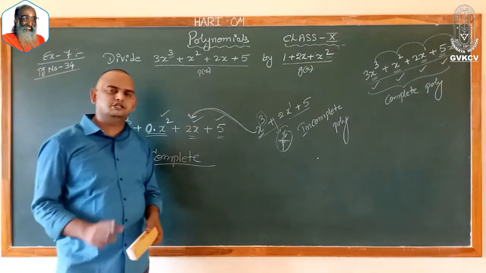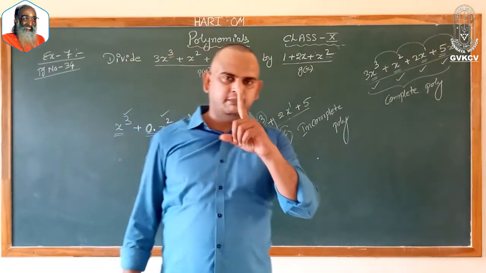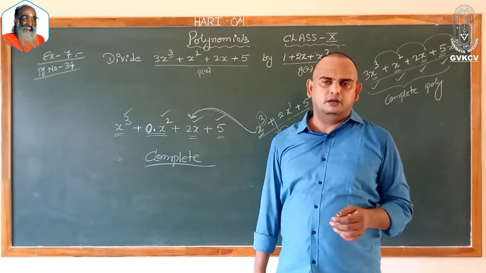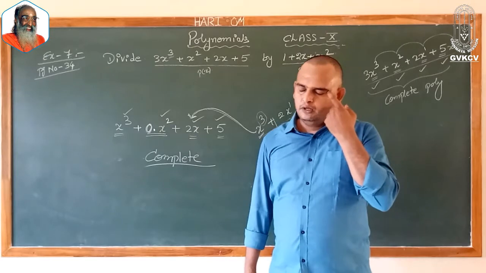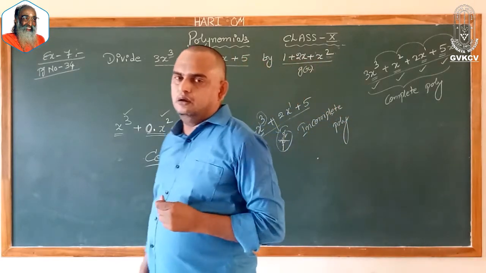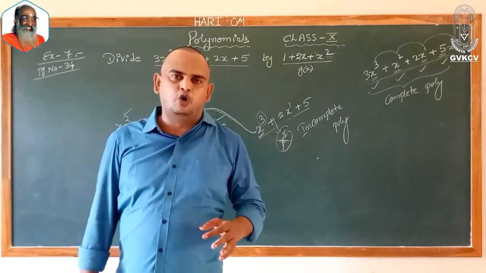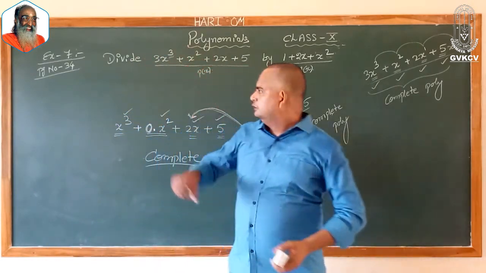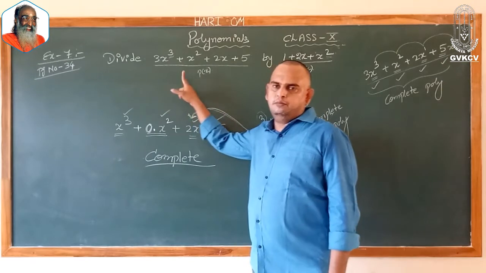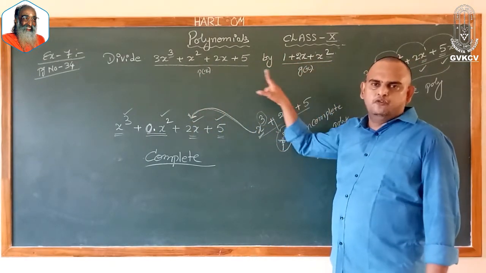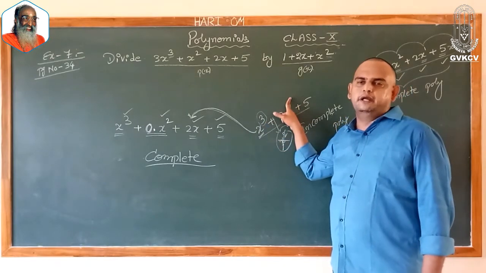This is the second condition you need to observe. Condition number one, you have to check the degrees of the polynomial. Condition number two, the given polynomials are whether complete or incomplete polynomials. We have to check both. We have to check P of x polynomial and also G of x polynomial. Both polynomials we have to check whether they are complete or incomplete.